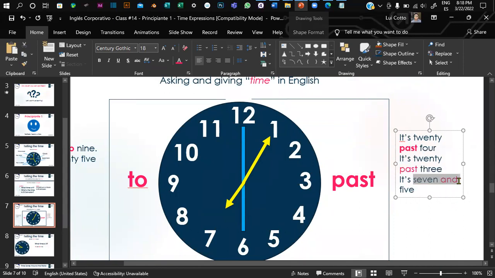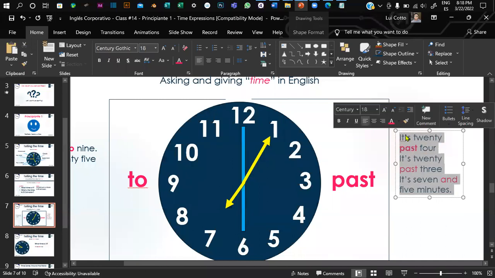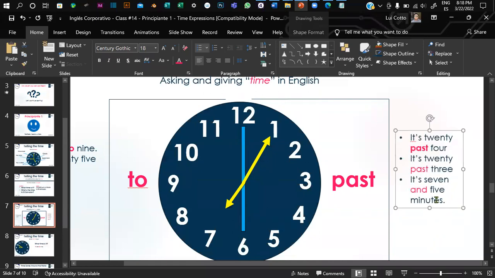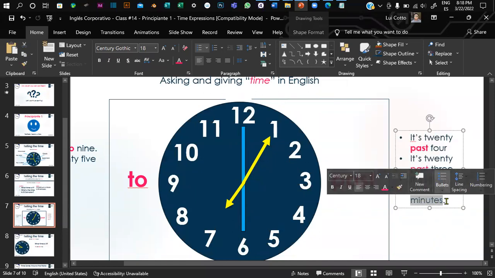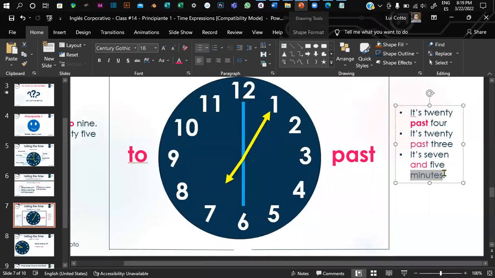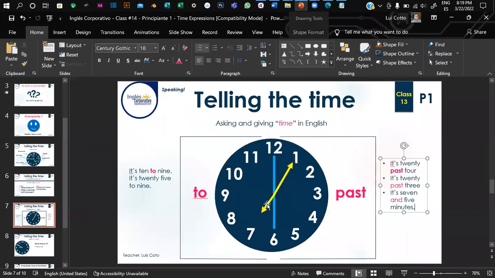Siete and 5. Yes. And 5 what? Yes, teacher. 5 what? 7 y 5 minutos. But in English, it's seven and 5 minutes. Okay, this is the second option. Past is the first option, and this one, "and", is the second option. Okay, let's try again.